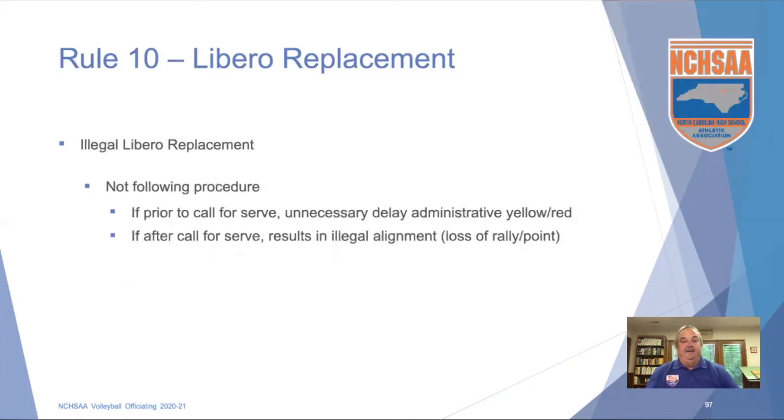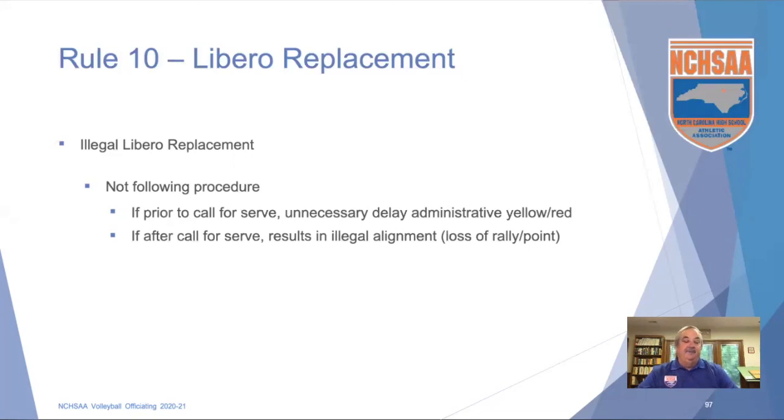If we have illegal libero replacement, there are two conditions of not following the procedure. The one that occurs most commonly is before calling for serve, the libero either runs through the substitution zone instead of through the libero replacement zone, or runs through the back line and is not going directly to the serve position. Basically, they're not following the right procedure, in which case we would administer the unnecessary delay yellow card and then call for serve after we followed the correct procedure.